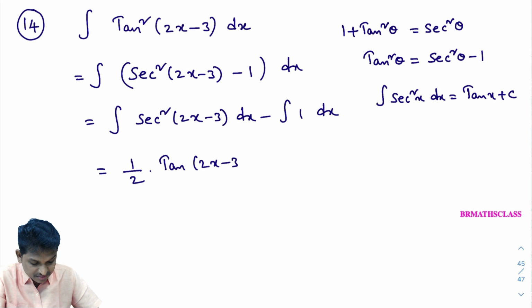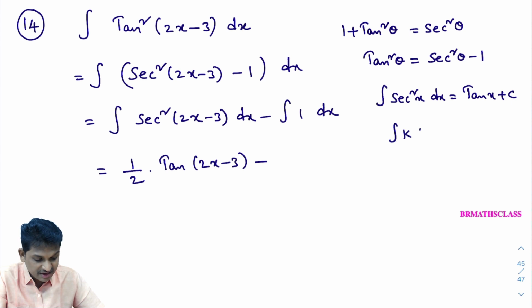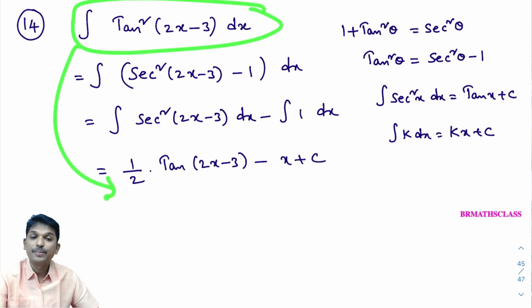Tan of 2x minus 3, minus integral of 1 into dx. You know this formula: integral of k dx is kx plus c. Correct? So integral of 1 dx is what? Integral of 1 dx is 1 into x plus c. 1 into x is x plus c. That's it, I got the answer for this integral. Right? I hope you are understanding these problems.